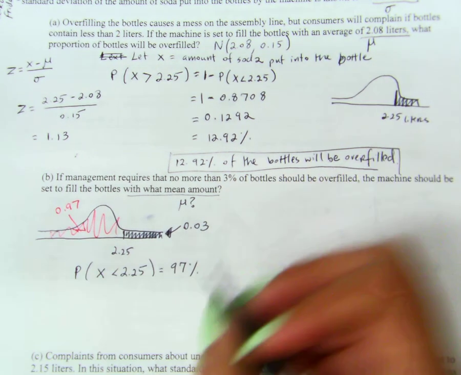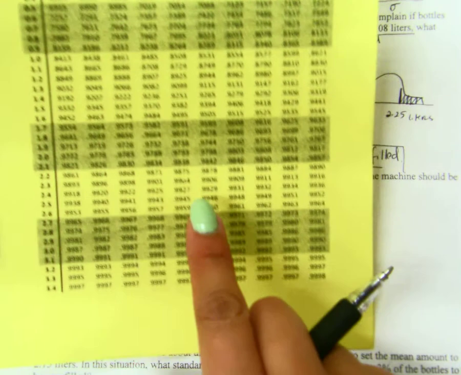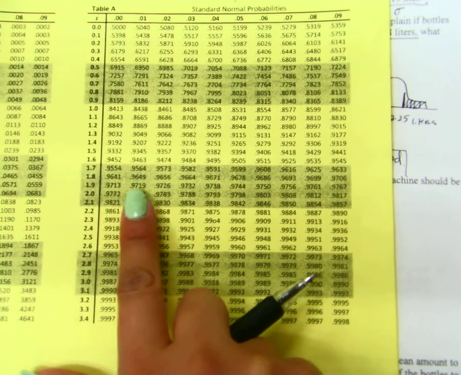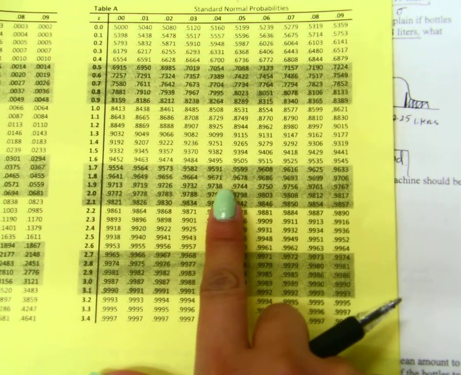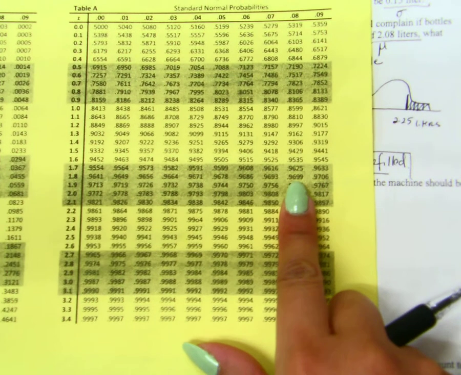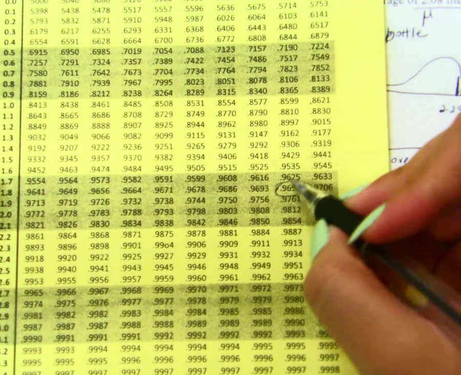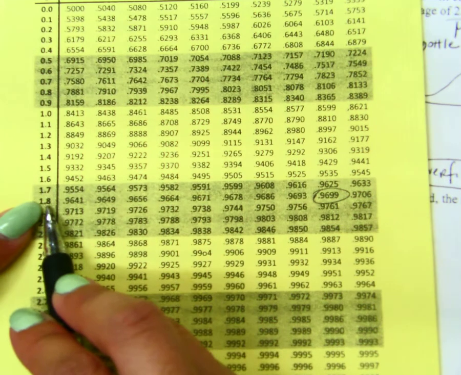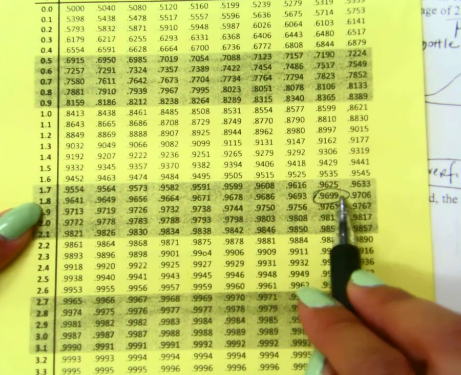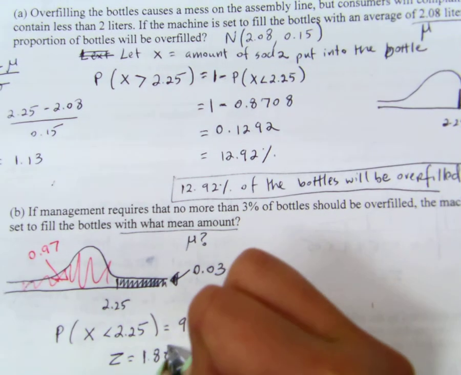97%. What I'm going to do this time is go to my Z table and look for 0.9700, the one that's closest to it, and look at its associated Z-score. So 0.9700, okay, 0.9699, that's only 0.0001 away. So I'm going to use that one, and the Z-score of that, going back to the table, is 1.88. So my Z-score is 1.88.